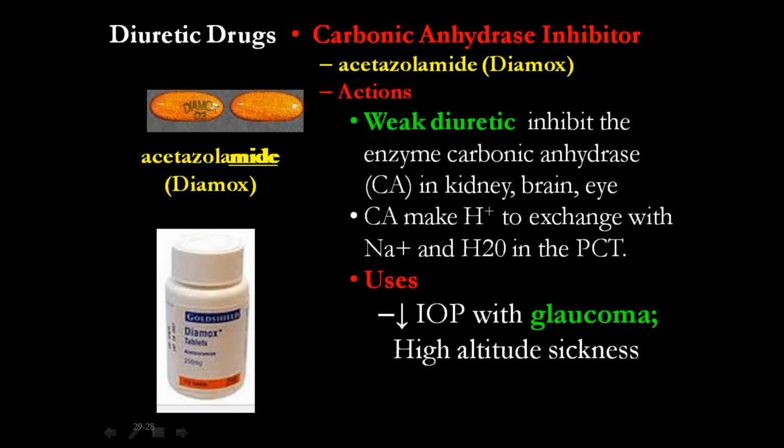Carbonic anhydrase inhibitor, acetazolamide, is one of the weakest diuretics, and we are going to use this for glaucoma. We have another, the osmotic diuretics, right? The mannitol that we were talking about at the beginning can be used for glaucoma too, but mannitol is used to decrease the intracranial pressure. Meanwhile, the carbonic anhydrase inhibitor is used for glaucoma. They can be used for high altitude sickness too, but especially glaucoma.